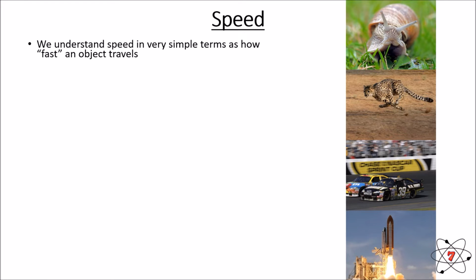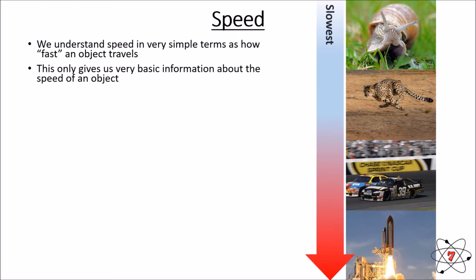So first of all, let's have a look at speed, and let's find out what it is. Now, in very simple terms, we understand speed as a description of how fast an object is travelling. So we can see here we've got some different objects: a snail, a cheetah, a race car, and a space shuttle. Now, all of these objects are going to be travelling at different speeds. And it's fairly obvious, of course, that the snail is going to be the slowest of all of these objects, and the space rocket is going to be the fastest.